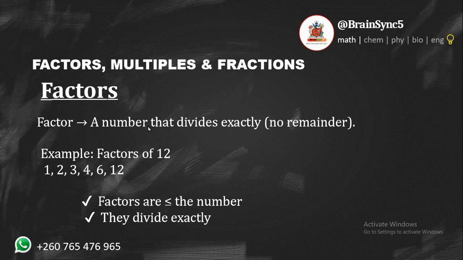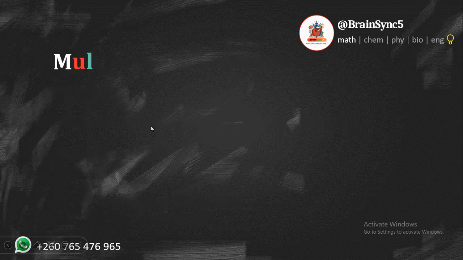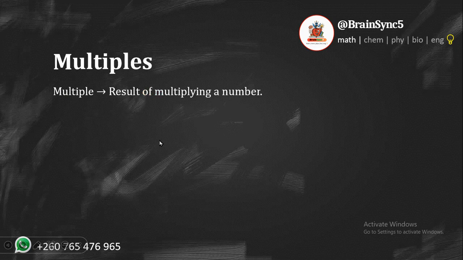Multiples. What are multiples? If you remember, I was saying that factors are numbers that can go into a number without leaving a remainder. So think of multiples as the opposite, because they are the result of multiplying a number. In short, these are numbers that the number you have can go into without leaving a remainder. Take these examples here.